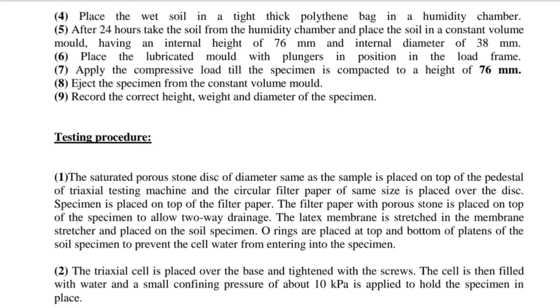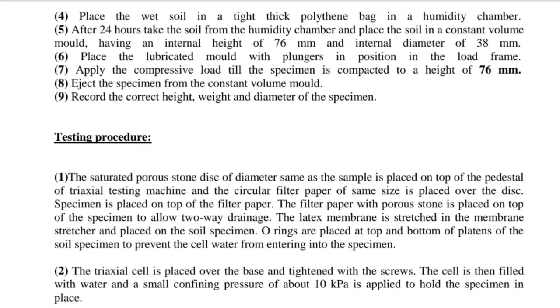Testing procedure. 1. The saturated porous stone disc of diameter same as the sample is placed on the top of the pedestal of the triaxial testing machine, and a circular filter paper of the same size is placed over the disc. The specimen is placed on top of the filter paper. The filter paper with porous stone is placed on top of the specimen to allow two-way drainage.